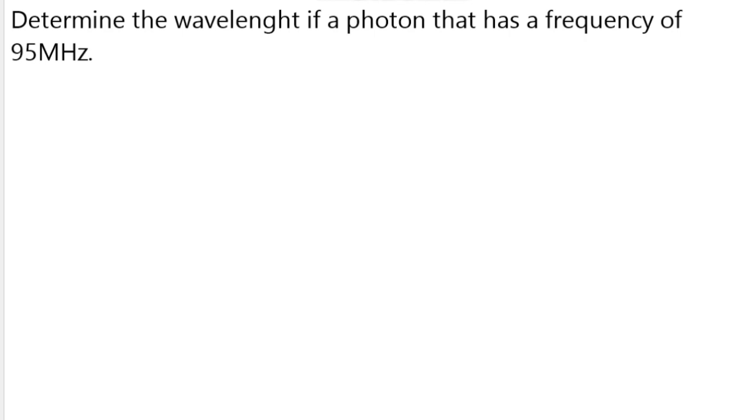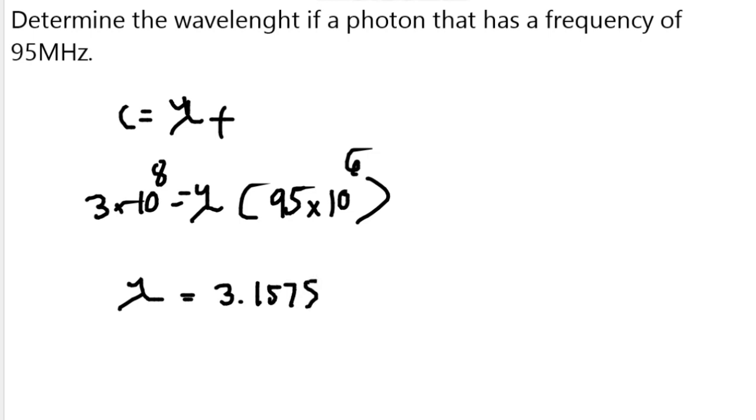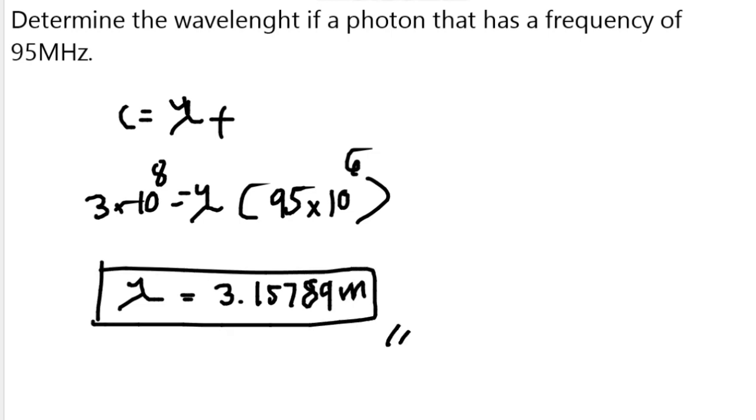Determine the wavelength of a photon that has a frequency of 95 MHz. MHz is going to be megahertz. So that is a lot of frequency. It's basically times 10 raised to the 6, which is million. 9 is billion. So we can just divide both sides again. We get the wavelength of 3.1789, and we're going to round this up. So this is the wavelength.